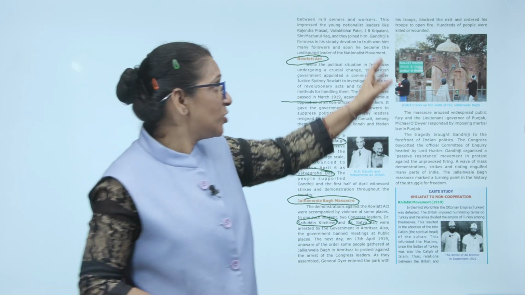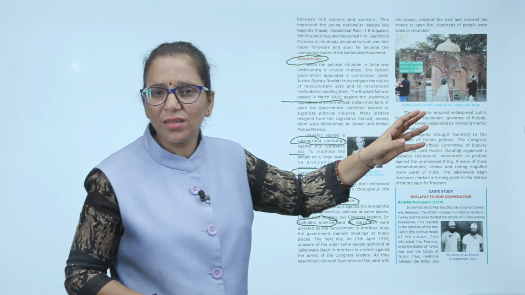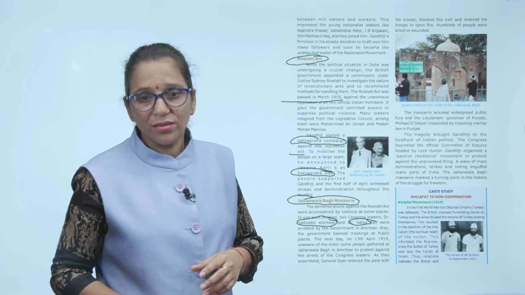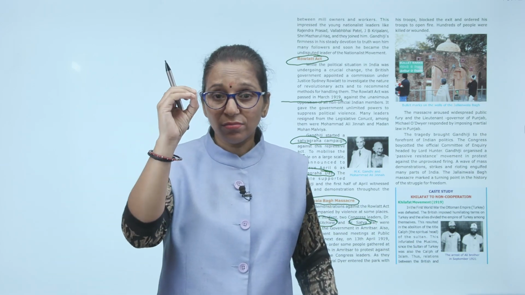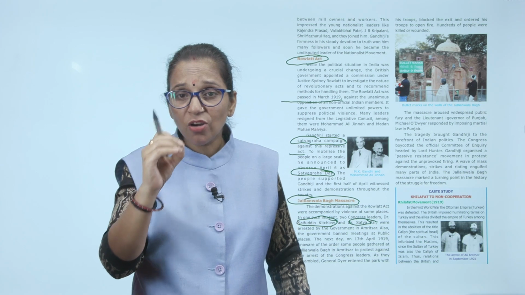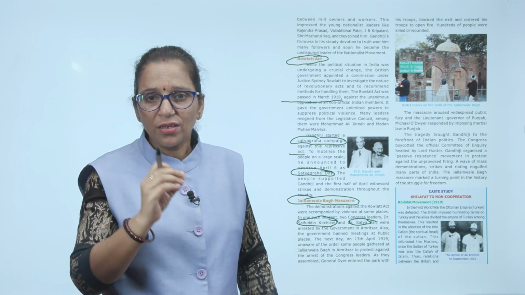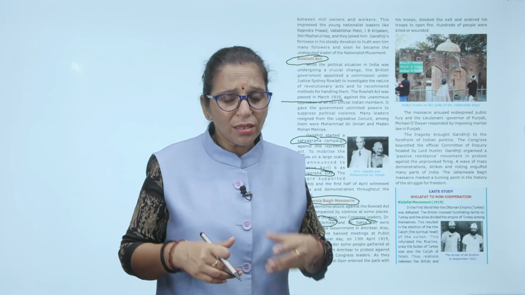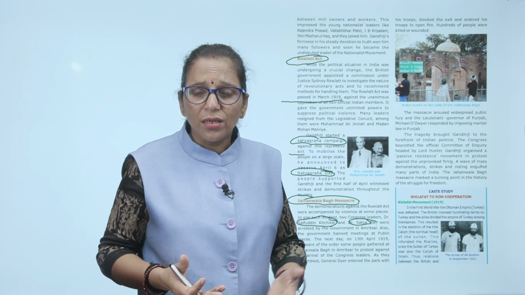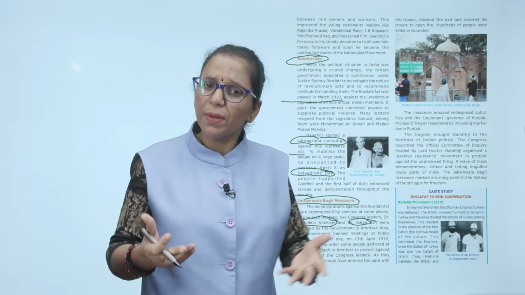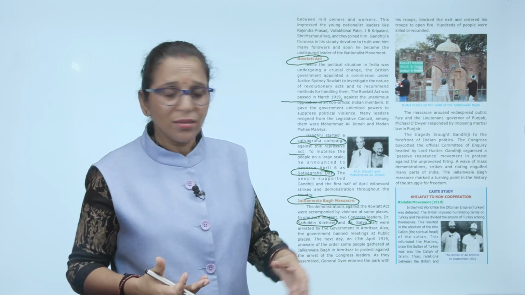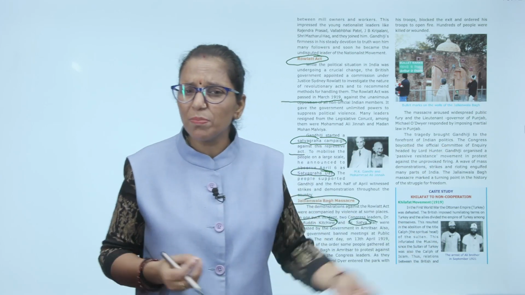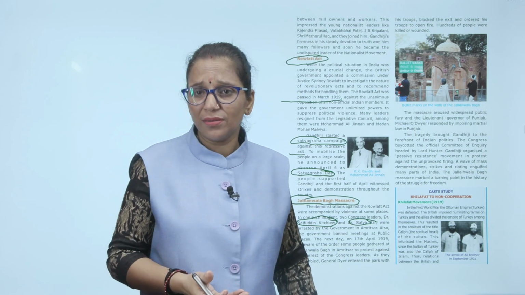You can see in this picture, and you can visit the Jallianwala Bagh in Amritsar. Till now you can see many bullet marks on the wall. The massacre aroused widespread public fury, and the Lieutenant Governor of Punjab, Michael O'Dwyer, responded by imposing martial law in Punjab. It means he had no humanity. He was saying that it was good, it should happen. Dyer said this, and the tragedy brought Gandhiji to the forefront of Indian politics. Many innocent people were killed and you don't feel guilty.